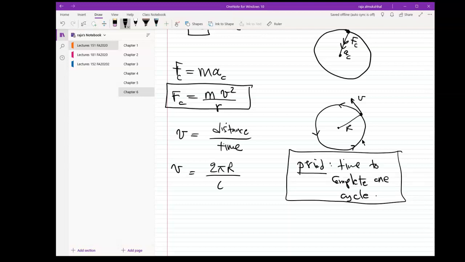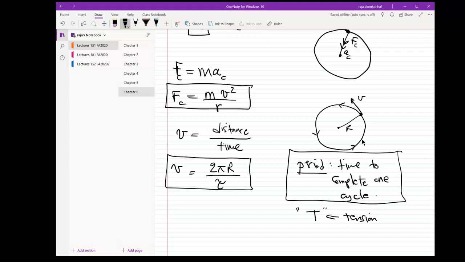And I like to use the Greek letter tau for period. Your book uses capital T, which I don't like because T is reserved for tension. Remember that? We did some problem with tension. So I'm going to avoid the capital T. Your book uses capital T for period. I like the Greek letter tau. Okay? So that's another equation.